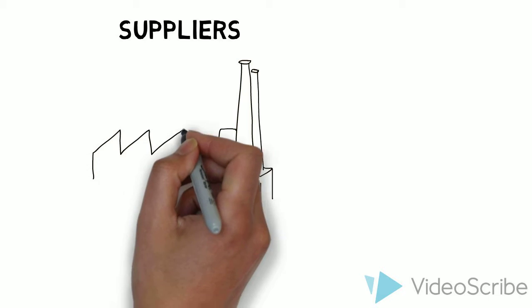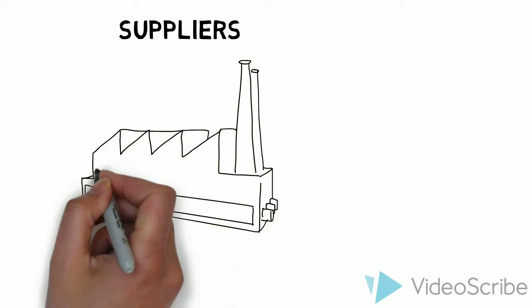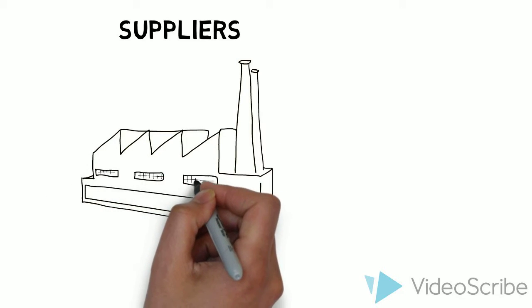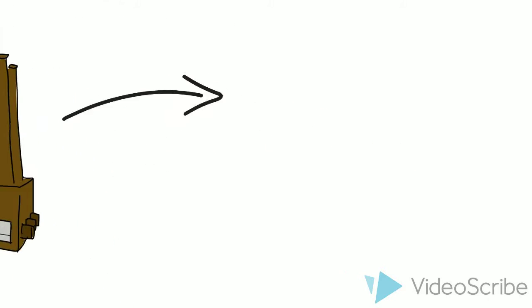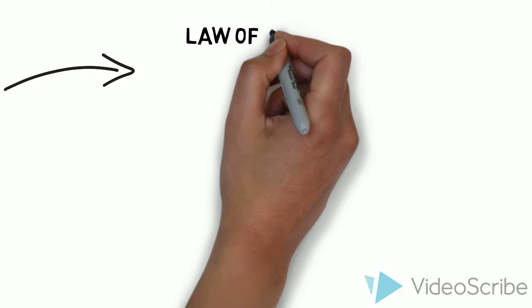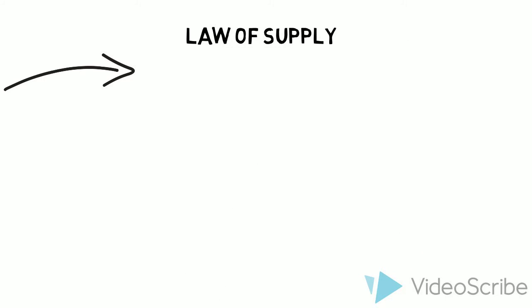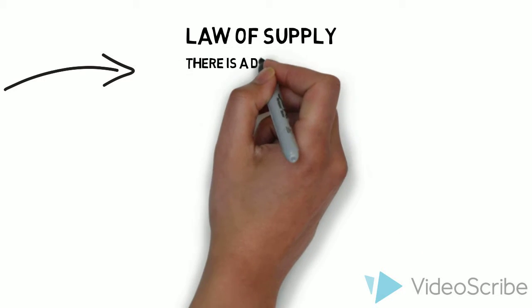Supply is a schedule or a curve showing the various amounts of a product that producers are willing and able to make available for sale at possible prices during a specific period of time. The law of supply shows that there is a positive or direct relationship between price and quantity supplied.